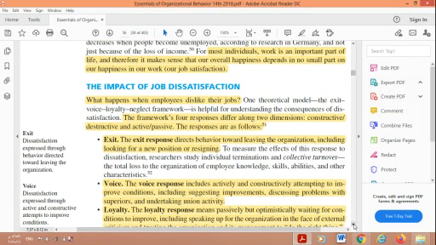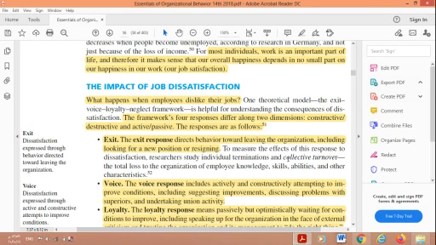Okay, now we want to talk about the impact of job dissatisfaction, or in another way, what happens when the employees dislike their jobs. Okay, so here we will talk about a model that contains two dimensions. The first one, constructive and destructive response. The other one is active and passive response.